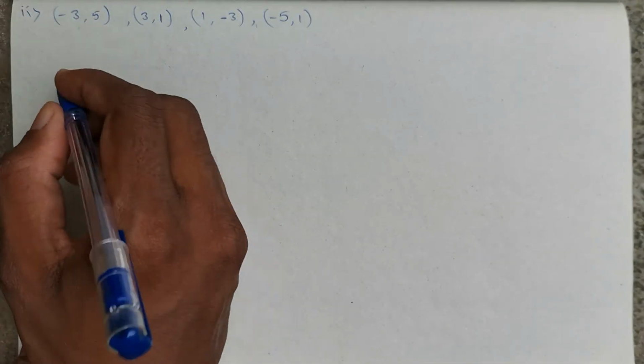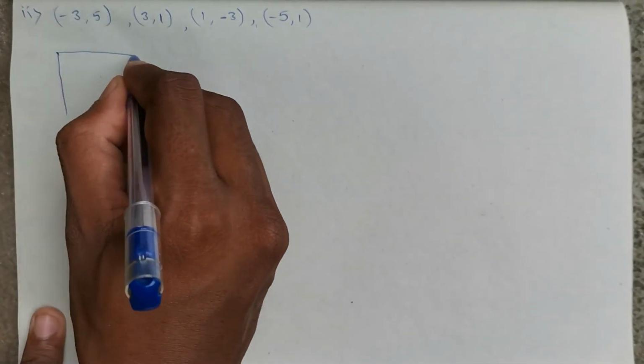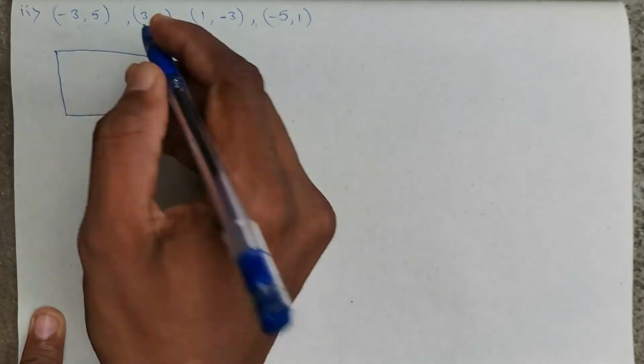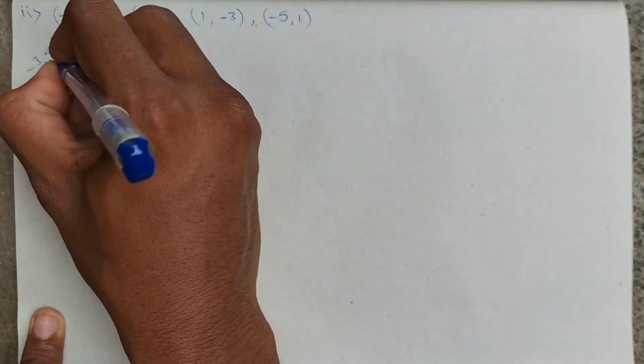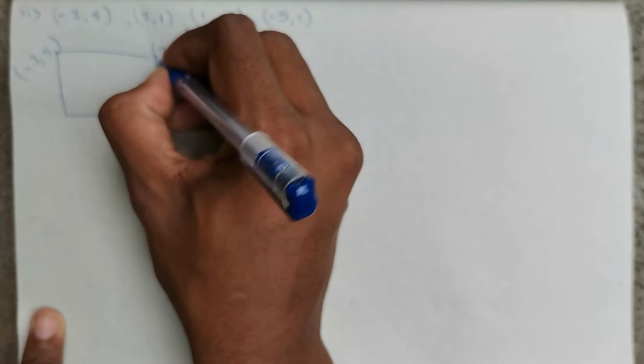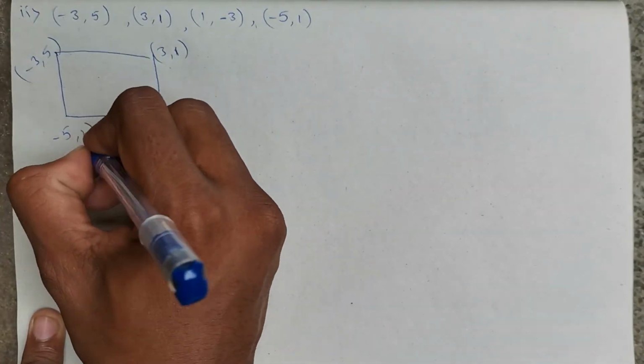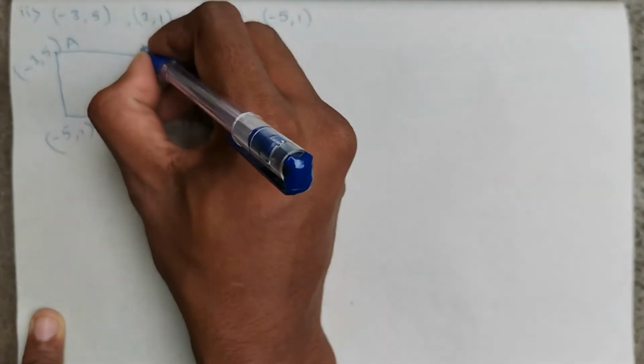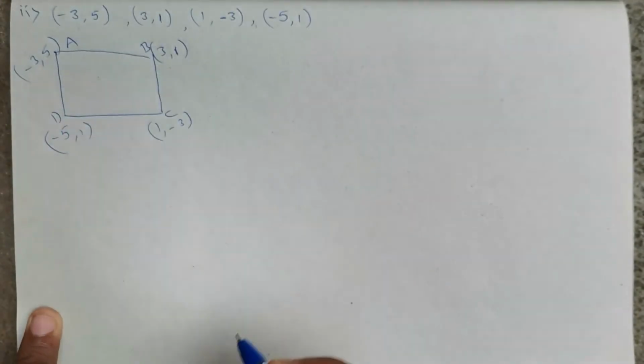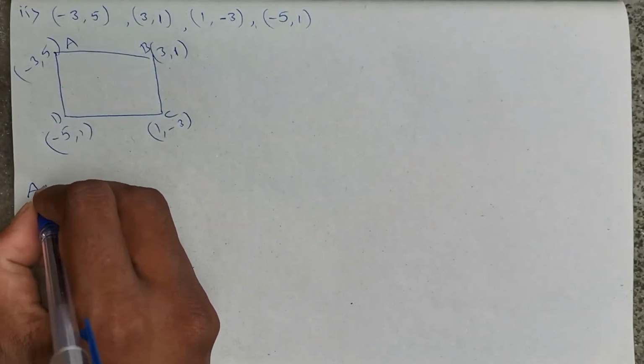The next question is, again I am taking one of the quadrilaterals. First one is -3 comma 5. Second one 3 comma 1. Then 1 comma -3. Then -5 comma 1. This I am taking point A, point B, point C, and point D. So first I am going to find AB distance.